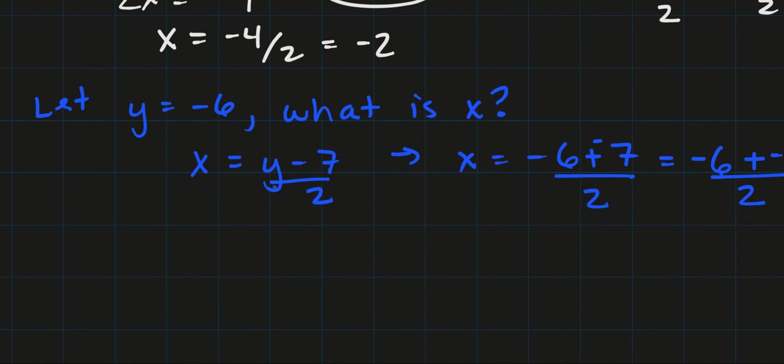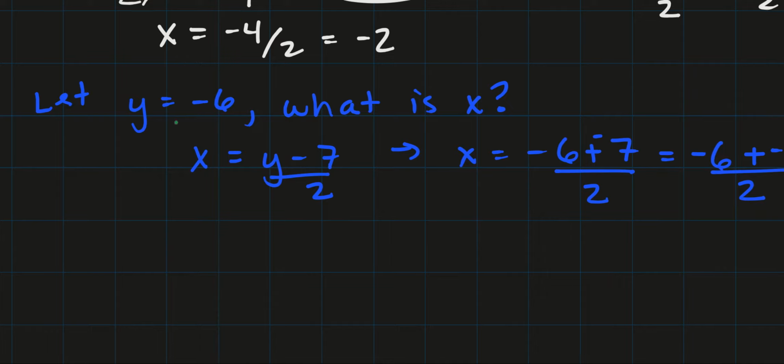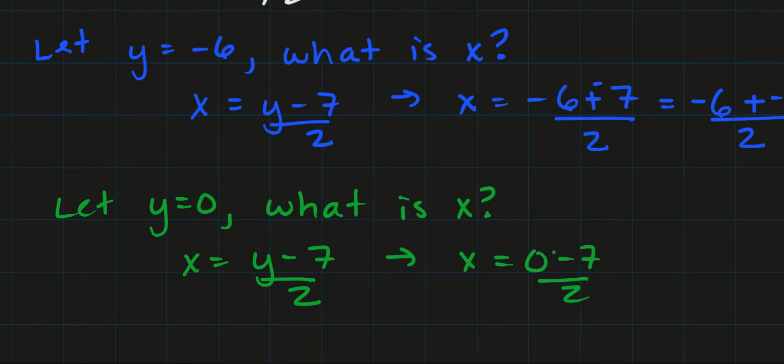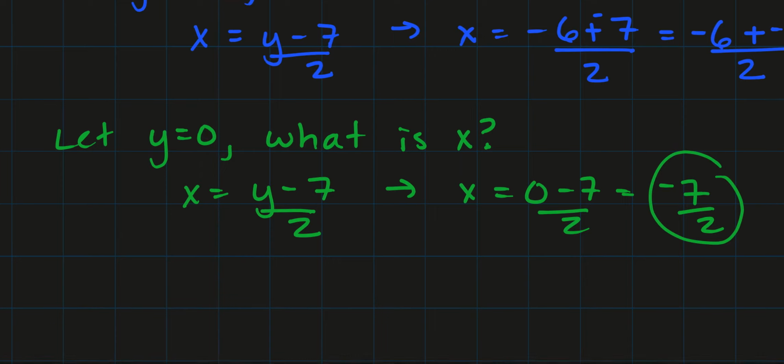Let's do one more. So let y equal 0. What is x? Okay, let's write the equation for x. Plug in 0 for y. 0 minus 7 is -7, so we get -7 over 2. Let's try another equation.